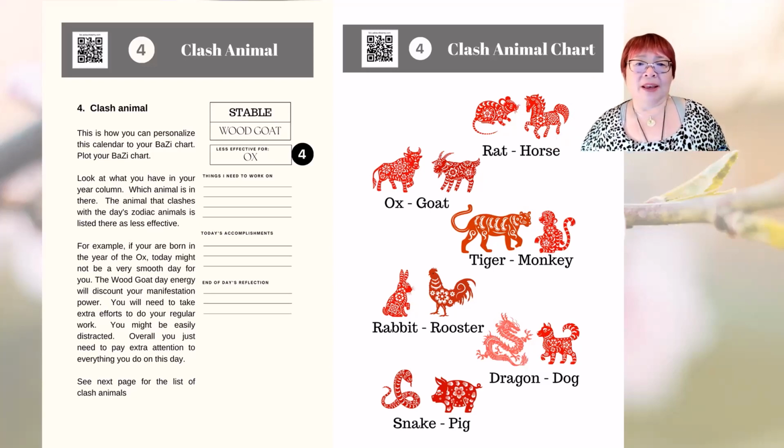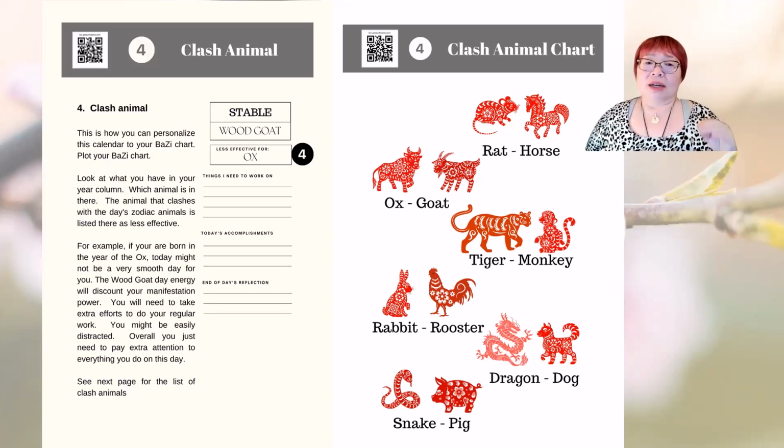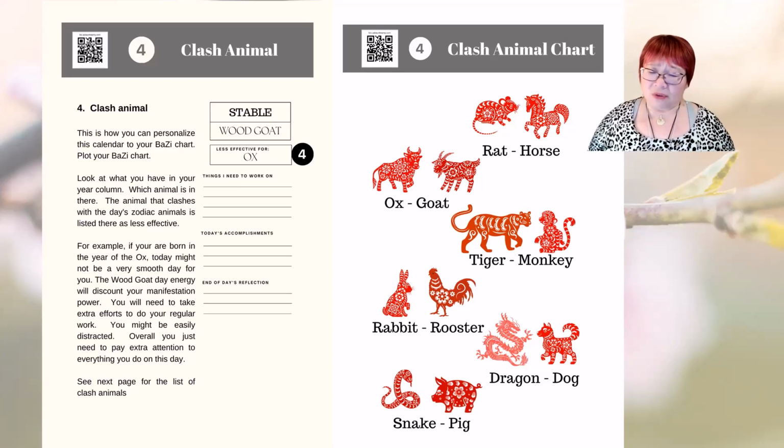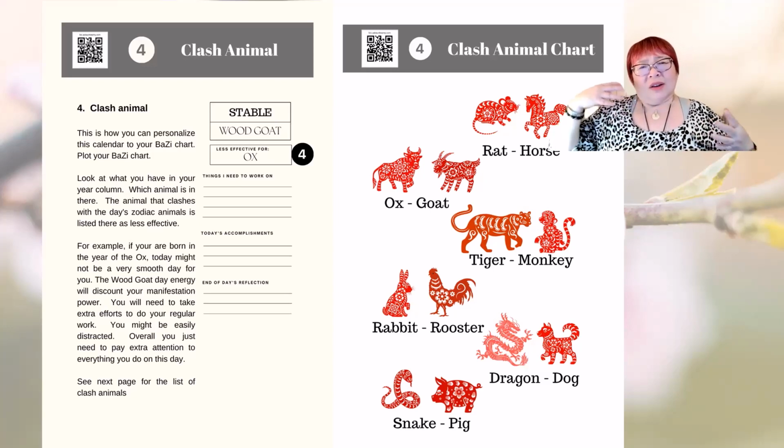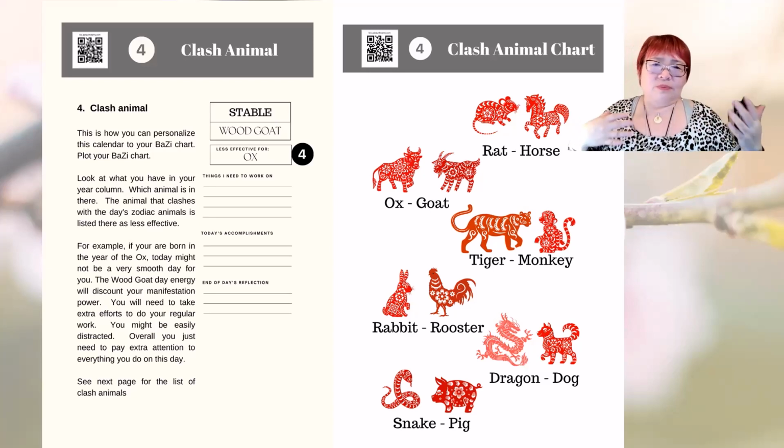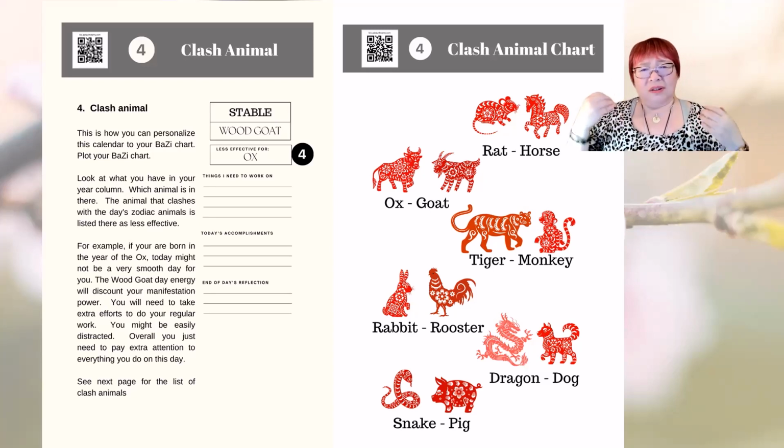All right, so that is what you need to pay attention to. On a clash animal day, it's not really a good day to do major stuff. I would avoid making major decisions and things like that. It's just not a good day. And also be extra careful on those days, because somehow that energy goes against you. You might get into accidents or things like that.